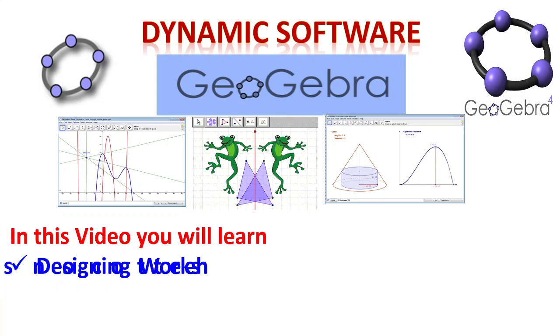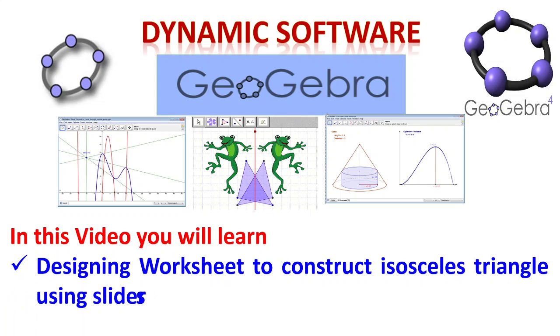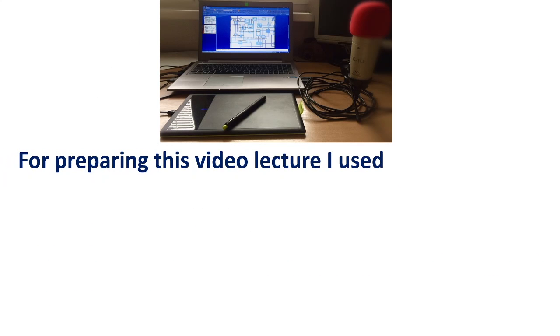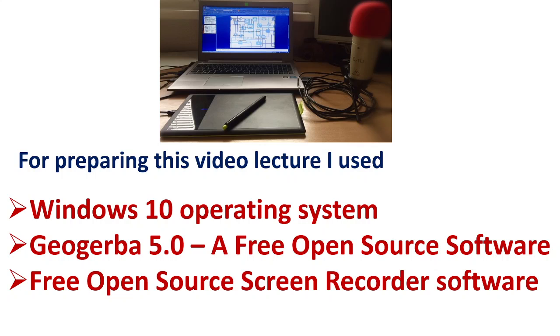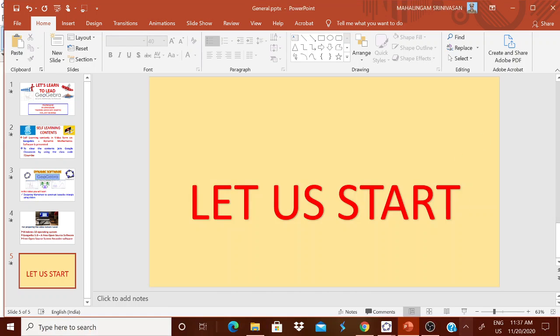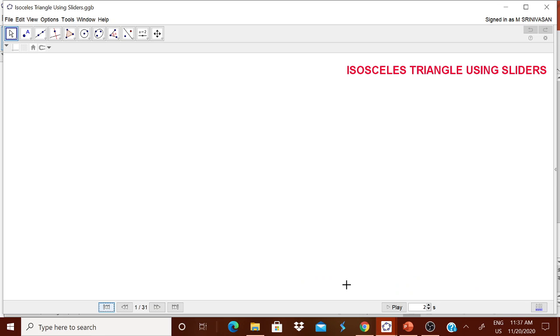In this video, you will learn designing worksheet to construct isosceles triangle using sliders. For preparing this video lecture, I used Windows 10 operating system, a licensed version, GeoGebra 5.0, a free open source software, and free open source screen recorder software. Let us start. Let me show you what type of worksheet we are going to design.